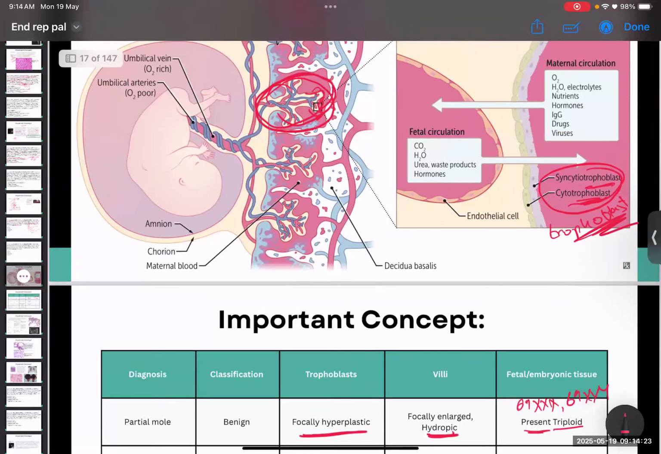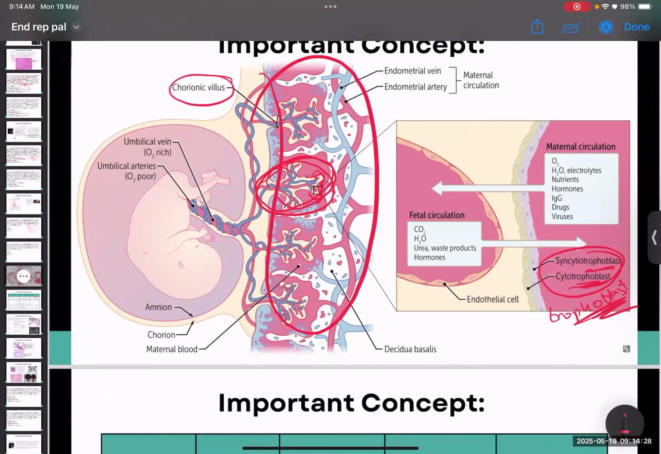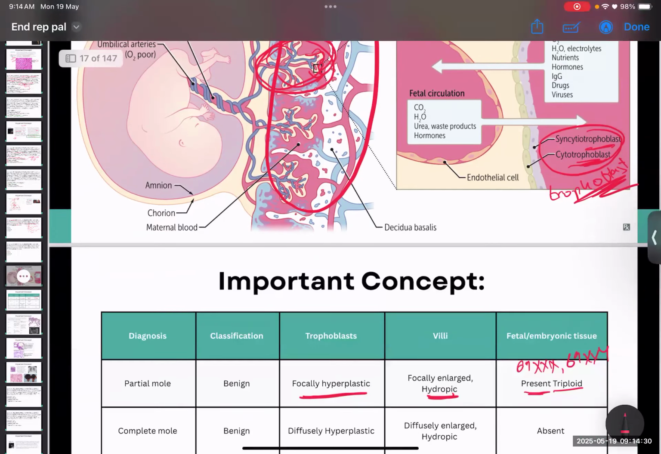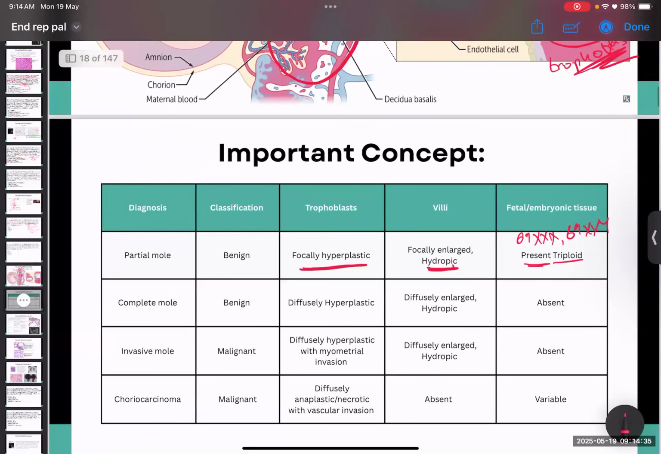In complete mole, it's not just this part of the placenta being affected, it's the whole placenta being affected. So all of the trophoblasts are going to be hyperplastic, and all of the chorionic villi within the placenta are going to be hydropic and enlarged. So it's going to be diffusely hyperplastic, diffusely enlarged. And in this scenario, the fetal tissue is going to be absent, mainly because it's one sperm fertilizing an egg that doesn't have any DNA. And so when that happens, essentially you will not have any fetal parts remaining. So this is going to be diploid. So it's going to be 46XX or 46XY.